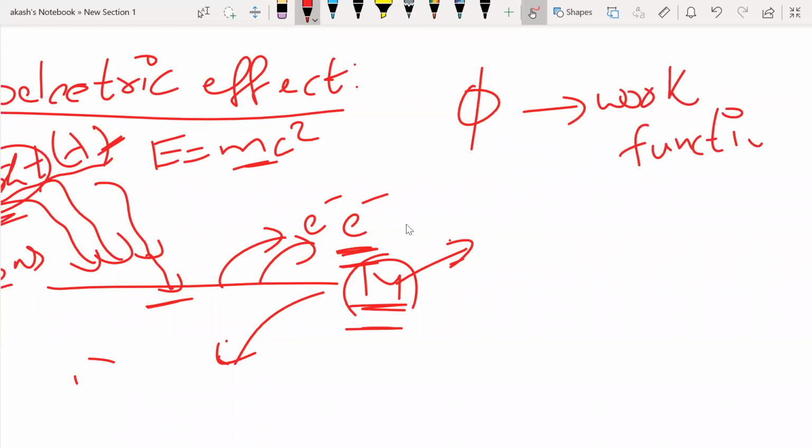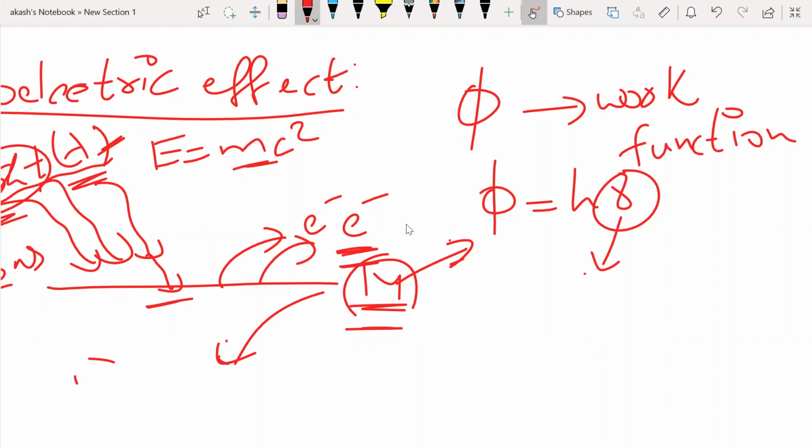Work function means the minimum energy required to take out the electron. If I talk in terms of frequency, this psi I can write as h nu. Now this nu is the minimum frequency which must be possessed by the light photons so that the photoelectric effect happens.